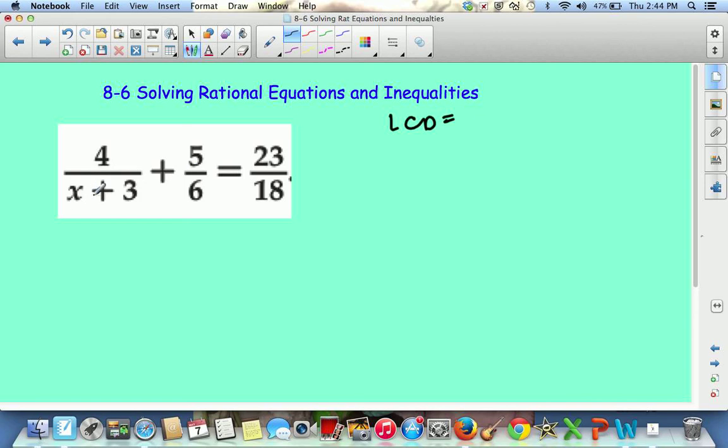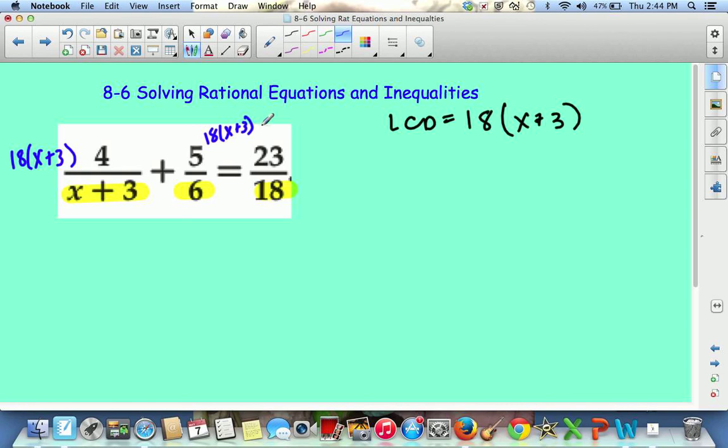So let's look at our denominators here. We have x plus 3, 6, and 18. Our LCD between 6 and 18 would be 18, and then our leftover factor is x plus 3. So we're going to multiply everything by 18 times x plus 3. Every fraction.